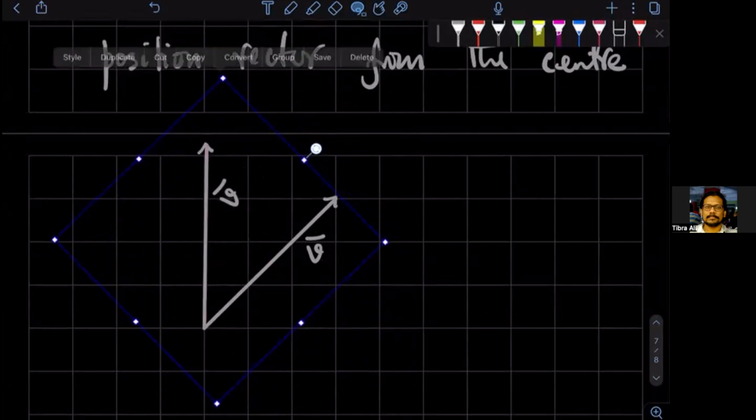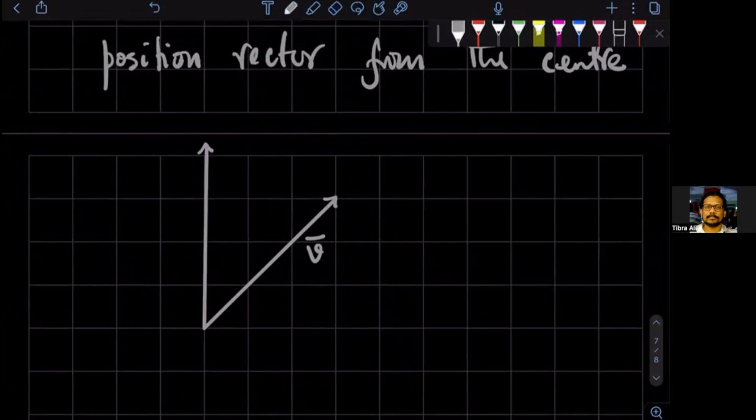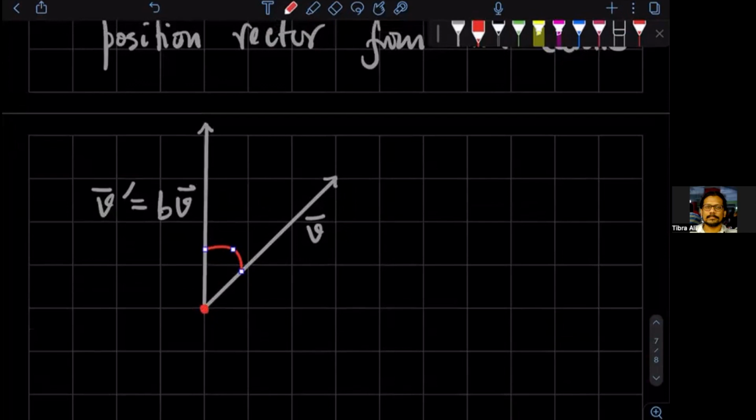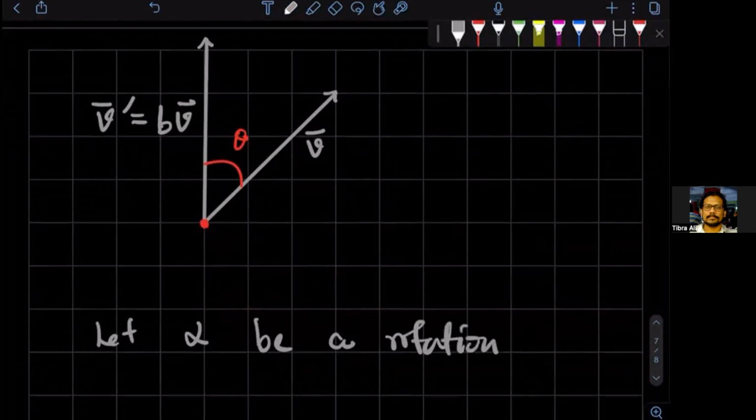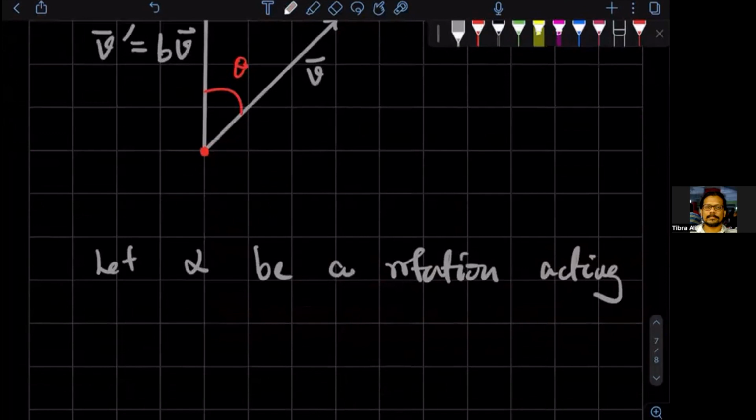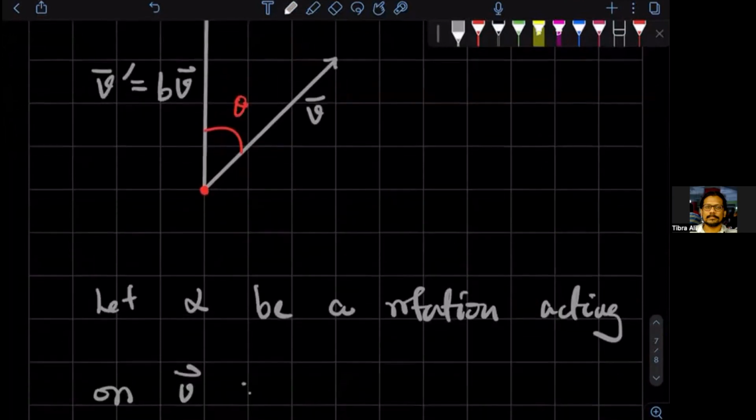Okay, so this is a transformed vector, say V prime, and this is B acting on V. So you could say that B is a reflection, or it could be a rotation, say, by an angle theta. Okay. So now let alpha be a rotation or another transformation, now acting on V. So suppose it takes this V to something else.